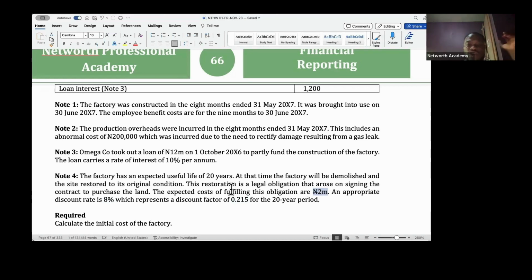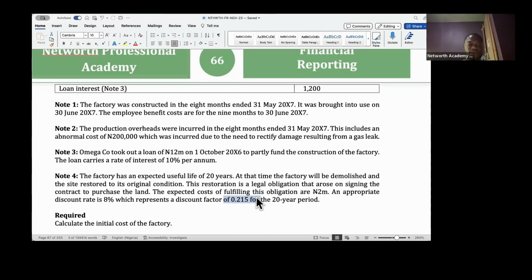In some situations, the examiner will not give you this 0.215. You would be required to calculate it yourself, but that is a very poor way of setting a financial reporting exam. They should give you the discount factor. They should not be testing how to determine present value. No, that is not our core in reporting. That is something they should be testing in performance management, not financial reporting. So you find out that most of the recent ways ICAN are setting questions now gives you discount factor.